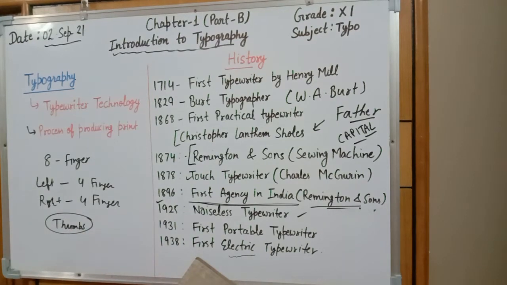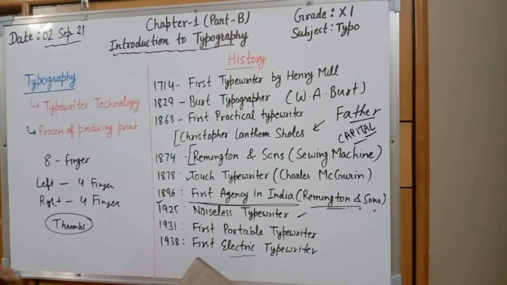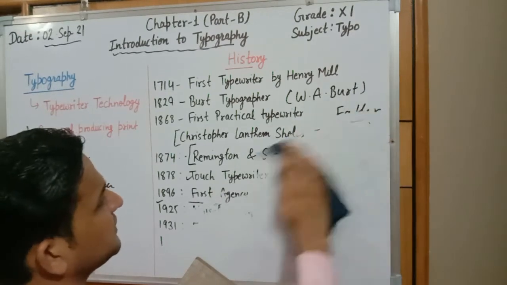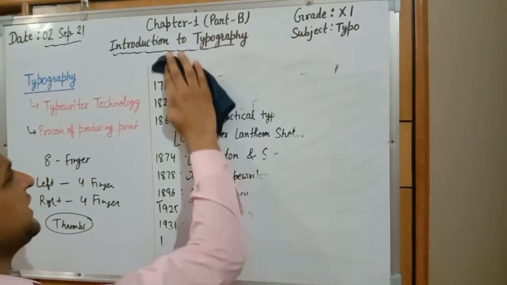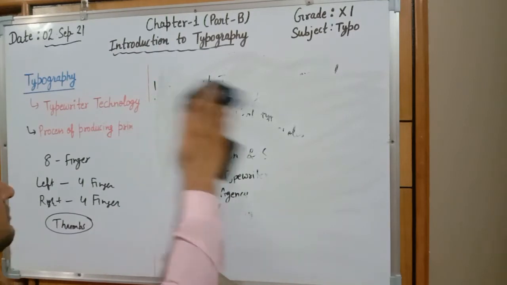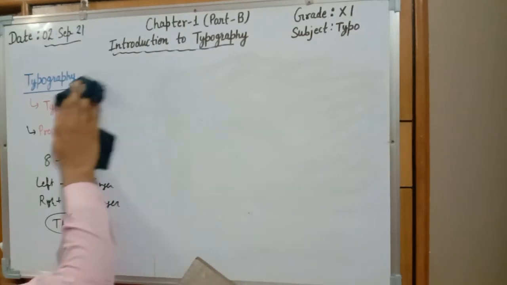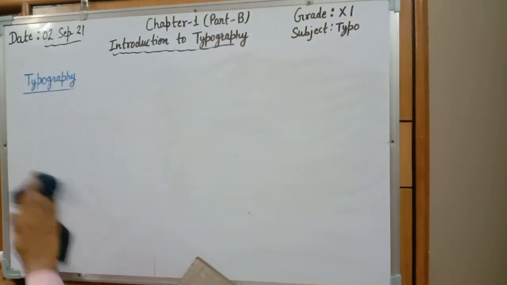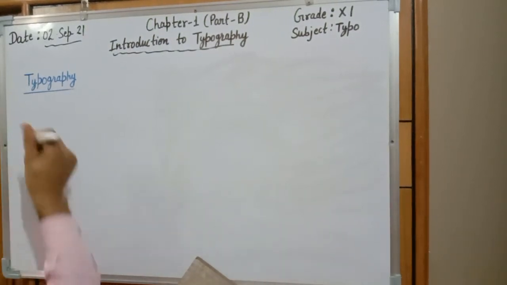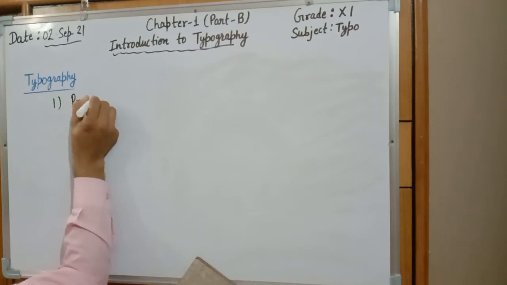The next part we are going to discuss, according to your syllabus, is the importance of typewriter technology. Why is it important? It means why it is mandatory to use typewriter technology. So the first importance, let me tell you: the typewriter is used for the purpose of providing millions of jobs. A person will be able to get a job very easily if he has the skill of typewriter technology. It provides millions of jobs.